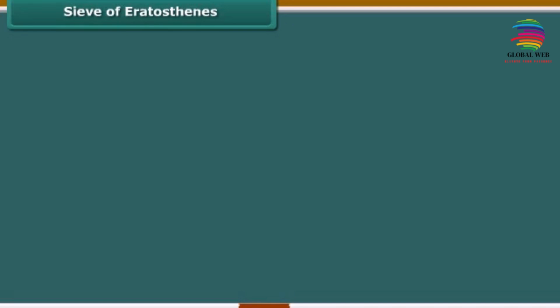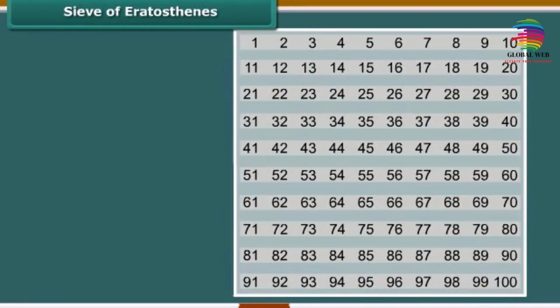Let us find all the prime numbers from 1 to 100 using a method given by a Greek mathematician called Eratosthenes. List all numbers from 1 to 100. Cross out 1 as it is not a prime number. Encircle 2. Cross out all the multiples of 2 other than 2 itself. Now you will find that the next uncrossed number is 3.